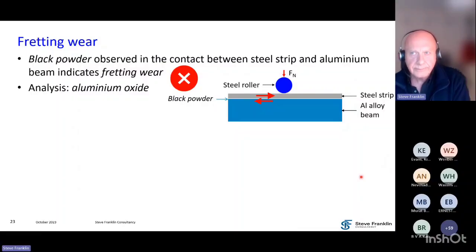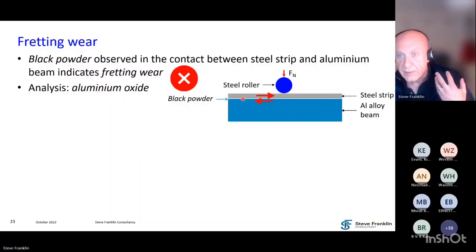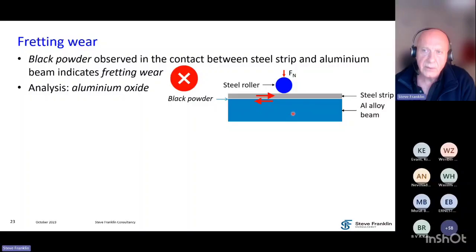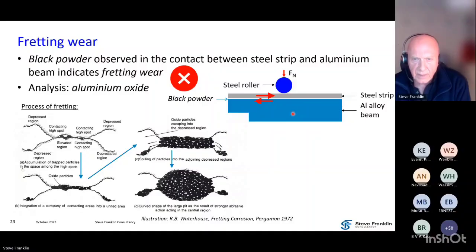Finally, fretting wear. Well, yes, black powder was observed in the contact between the steel strip and the aluminium beam, and that's certainly an indication of the result of fretting, so an oxide. And in fact, when it was analyzed in the electron microscope, the EDX analysis indicated that it was aluminium oxide, so it was coming from the aluminium alloy beam, as you might expect. And I already explained, I think, the fretting process.